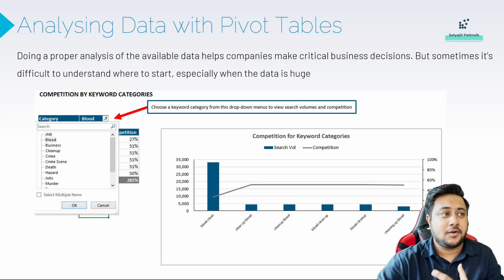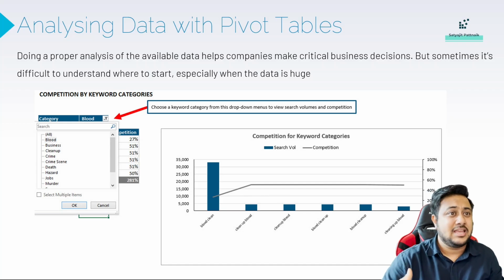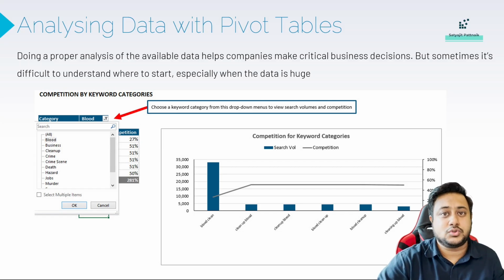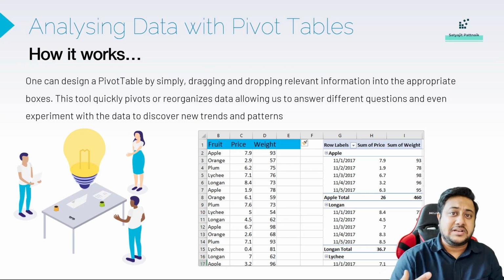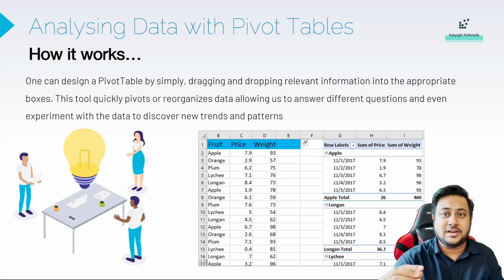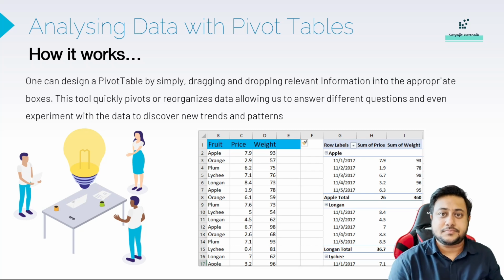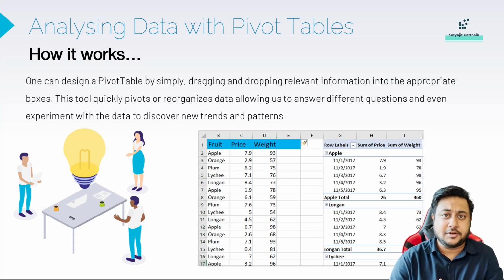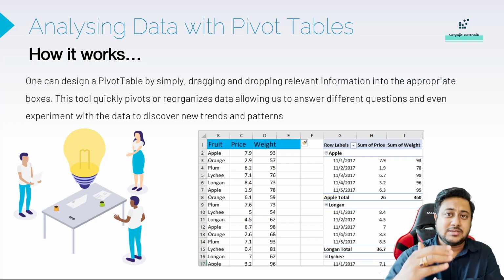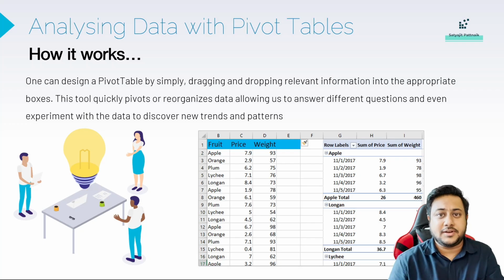Doing a proper analysis of the available data helps companies make critical business decisions. But sometimes it's difficult to understand where to start, especially when the data is huge. How pivot tables work, or how analyzing data works using pivot tables. One can design a pivot table by simply dragging and dropping relevant information into the appropriate boxes. There are multiple ways to create a pivot table. You can easily select your columns and create a pivot table, or else you can simply create a chart which will open up a pivot table. So it's either way around, anything is possible.